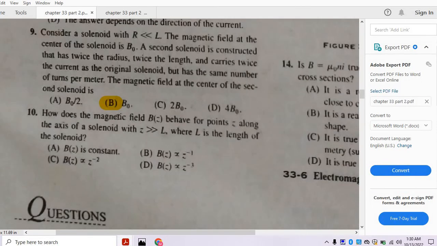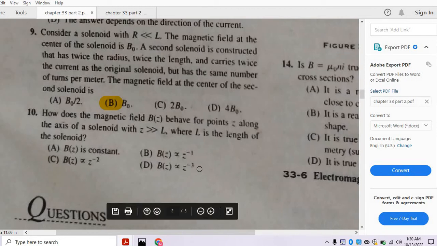Question number 10: how does the magnetic field Bz behave for a point z along the axis of a solenoid with z very much greater than L, where L is the length of the solenoid? Bz is constant, or Bz varies as z raised to power minus 1, or Bz varies as z raised to power minus 2, or Bz varies as z raised to power minus 3.